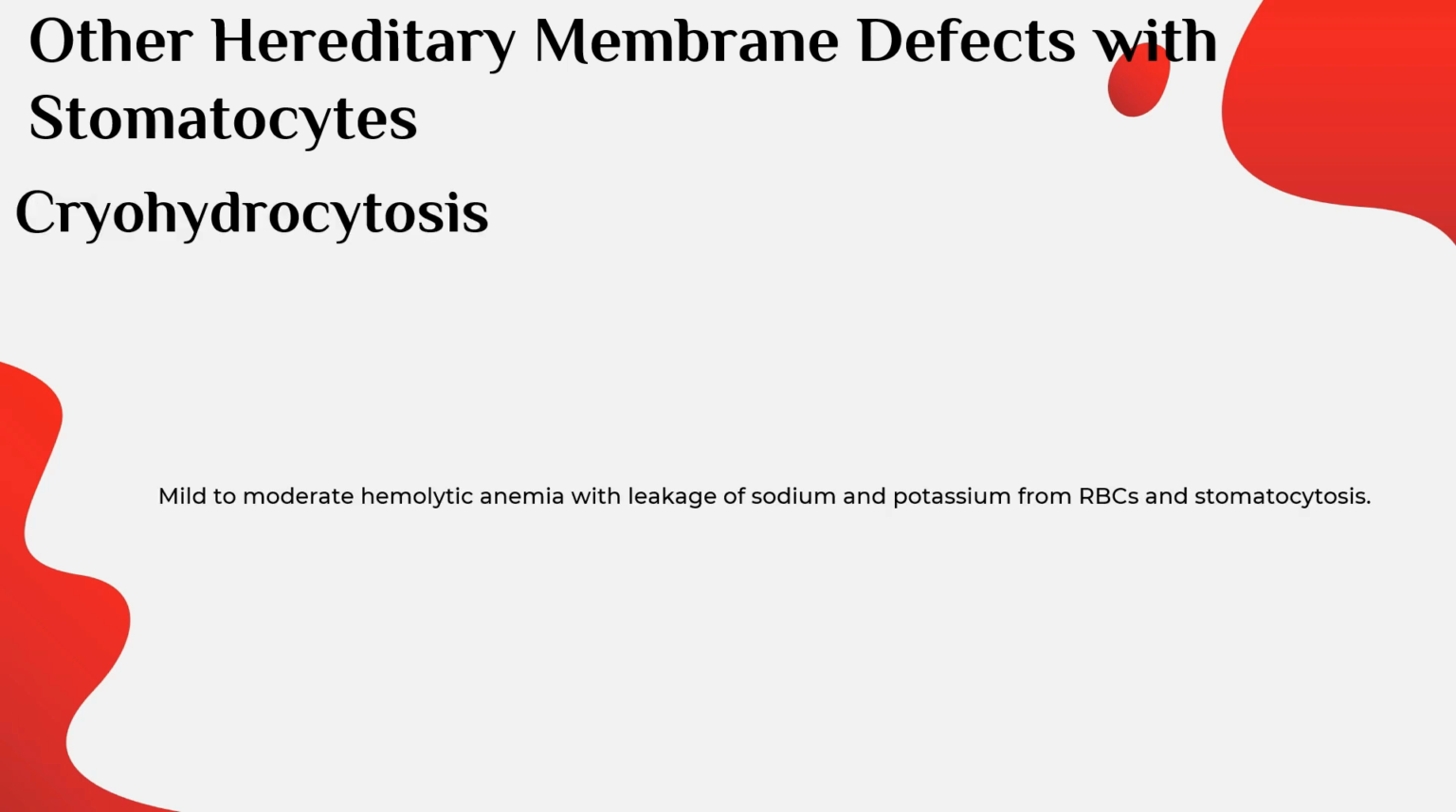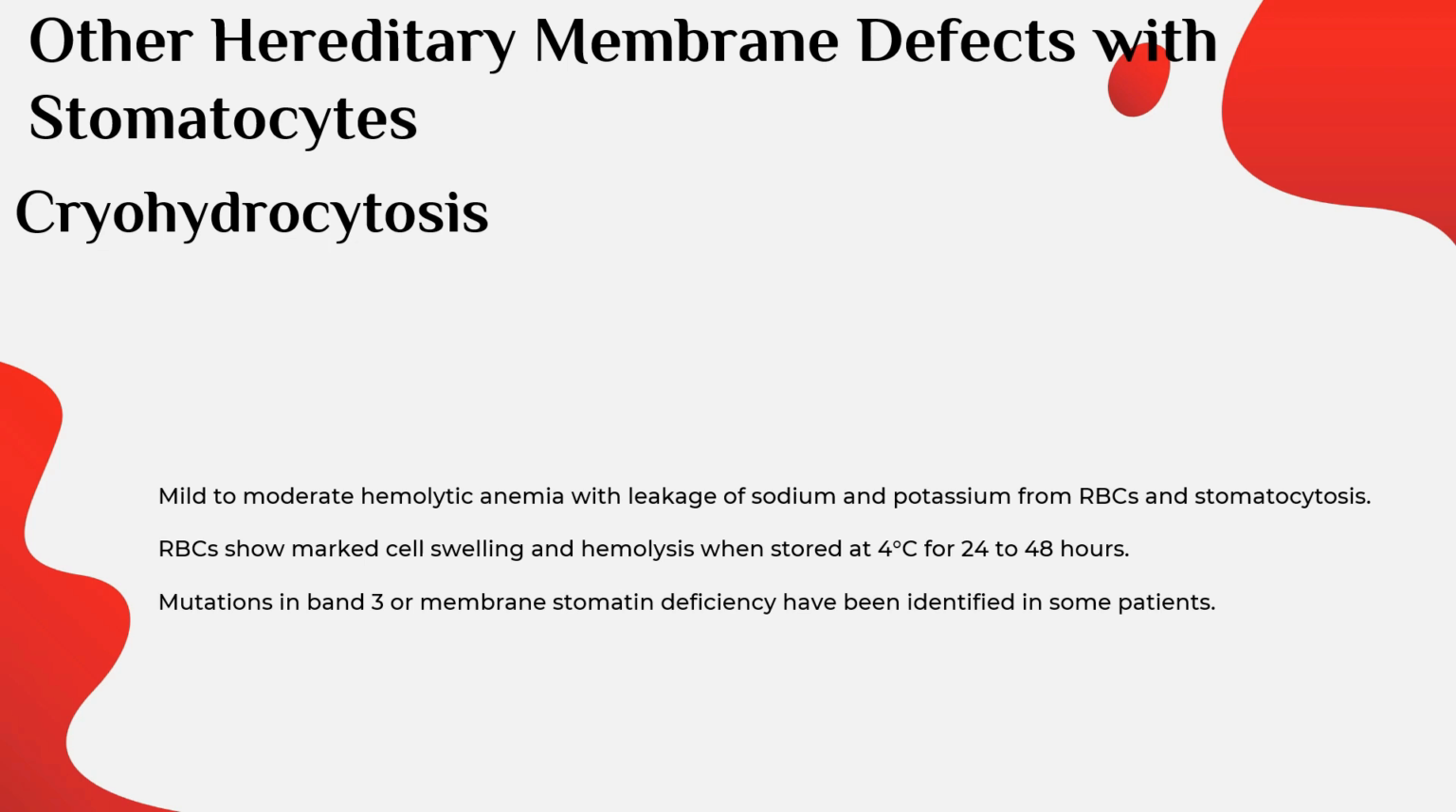Cryohydrocytosis. Mild to moderate hemolytic anemia with leakage of sodium and potassium from RBCs and stomatocytosis. RBCs show marked cell swelling and hemolysis when stored at 4 degrees Celsius for 24 to 48 hours. Mutations in band 3 or membrane stomatin deficiency have been identified in some patients.